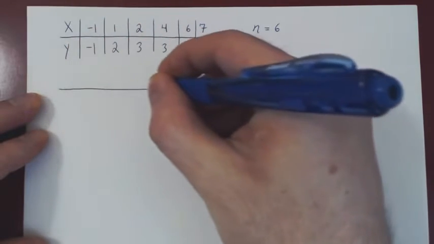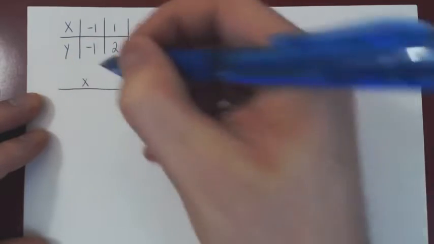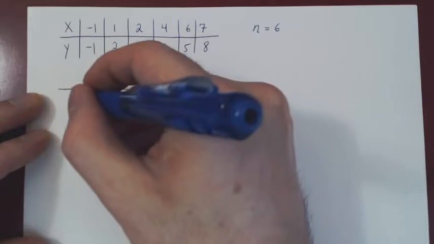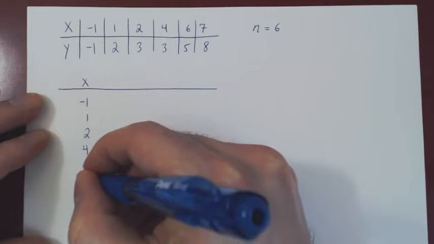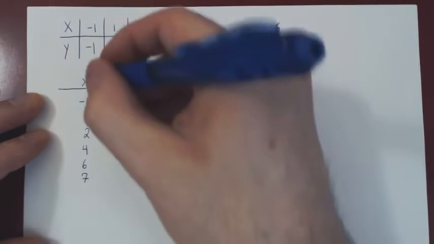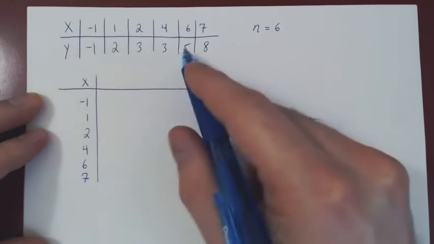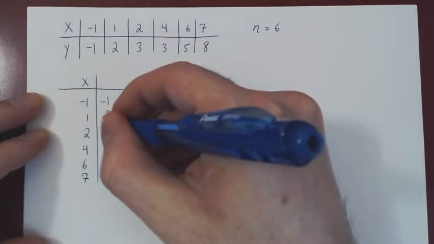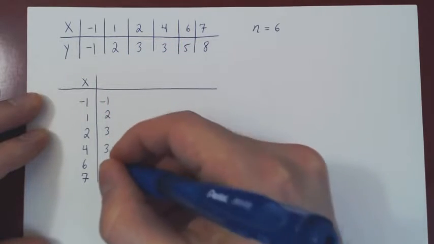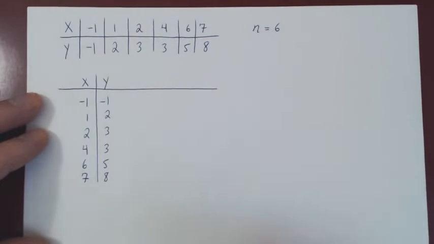So here's the table. So the first column will be for the x values. So let's list them. Negative 1, 1, 2, 4, 6, 7. Column 2 for the y values, and of course the corresponding y values. Negative 1 goes with negative 1, and so forth. 2 goes with 1, 3 goes with 2, 3 goes with 4, 5 goes with 6, and 8 goes with 7. And that's our column for the y values.